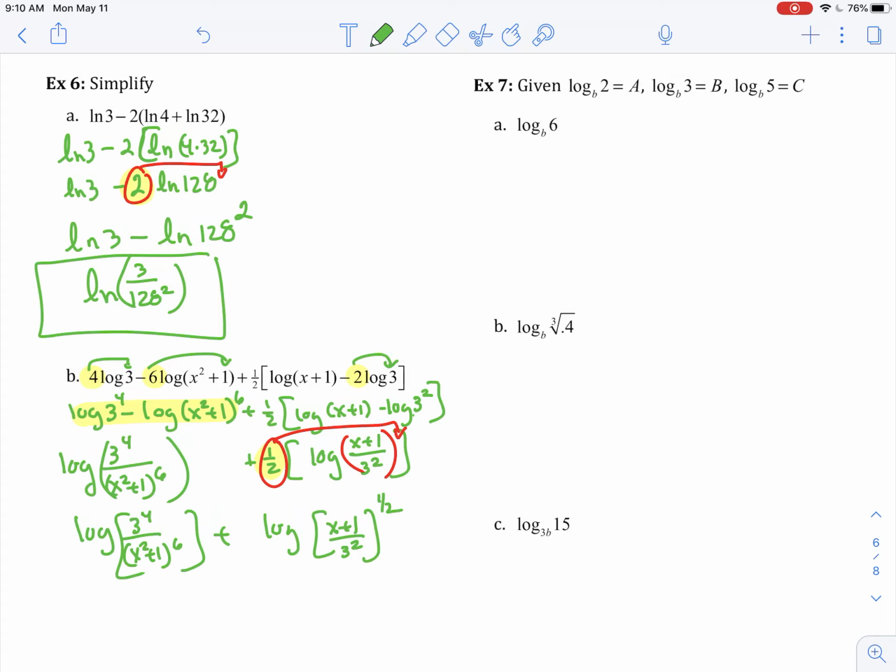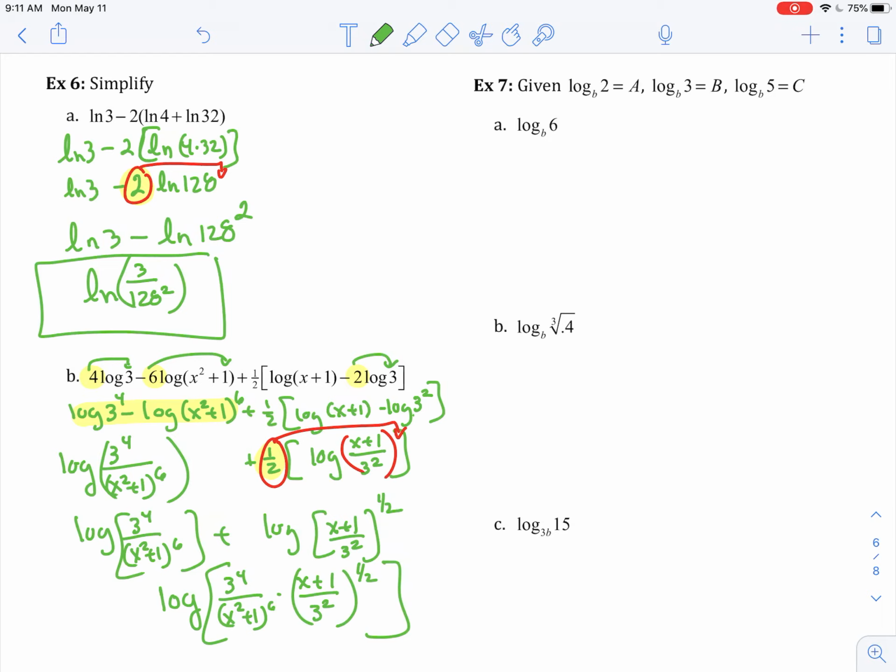And lastly, if we are adding logs, which are a way of expressing exponents, that means multiplication with a common base was going on. Again, we're still all working with base 10, so we can combine these to a single log. And we're looking at the log of 3 to the 4th over x squared plus 1 to the 6th times x plus 1 over 3 squared to the 1/2.